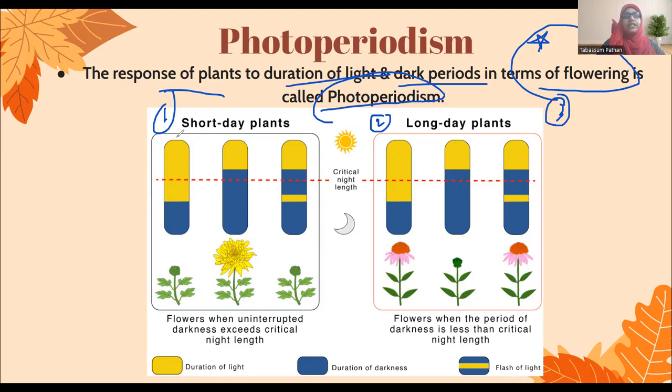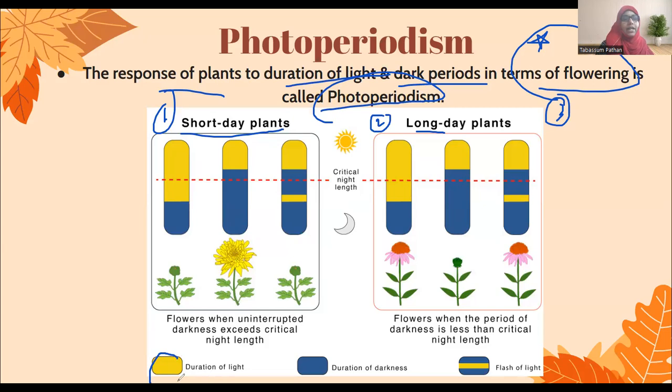So short day plants, the name itself is telling you, means this plant requires relatively lesser amount of sunlight for less amount of time, in comparison to long day plants. They will require less amount of sunlight for a relatively shorter period of time, and then only they will flower. If you keep them in the sun throughout the day, chances are they will not flower.